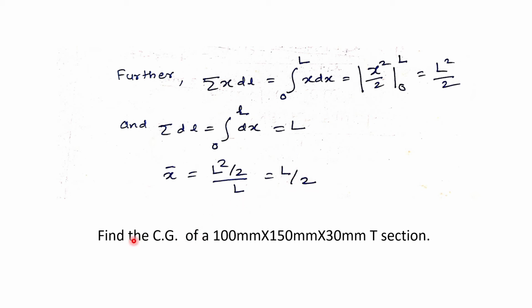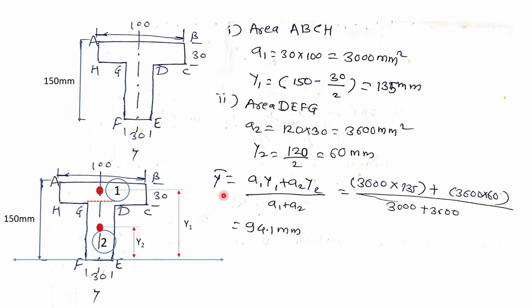Similarly, let us see a planar section, a T section, having dimensions 100 mm by 150 mm by 30 mm. Let us try to find out the CG of the T section. So here is the T section, dear students. We have to draw the diagram for that. So we have the T section like this: A, B, C, D, E, F, G, H.